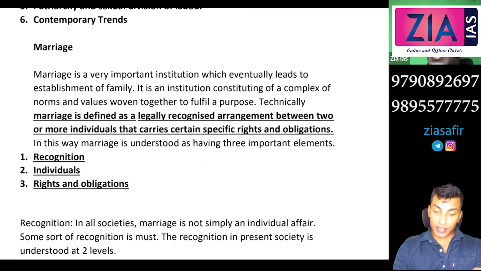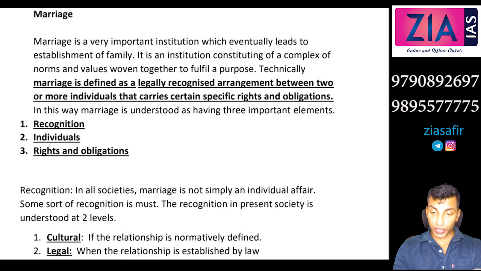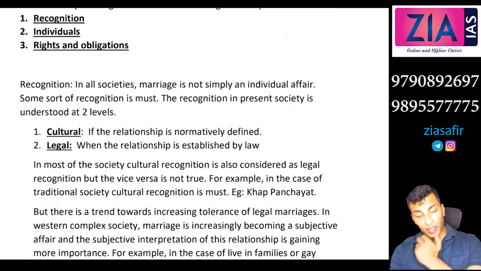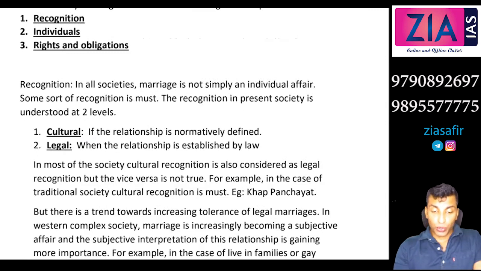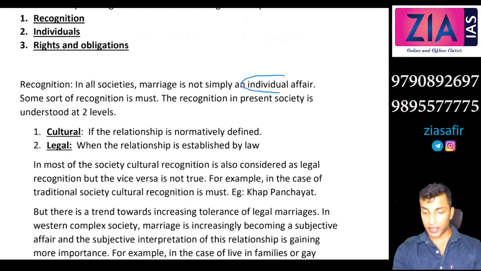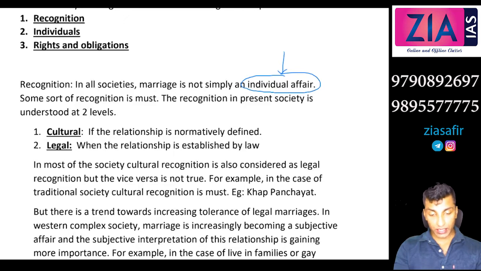In this way, marriage is understood as having three important elements. Okay, so you can see here recognition, individuals, rights and obligations. Now we'll take one by one and we will see what is this. Recognition, it can be cultural or legal. So in all societies, marriage is not simply an individual affair. But see, in the modern society, you will say this is a contemporary trend, that marriage is more like an individual affair in the modern society. So we don't think about legality, we don't think about culture. So okay, in the modern society, some sort of recognition is a must.